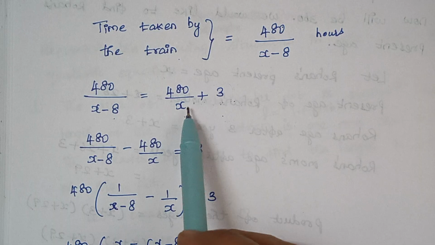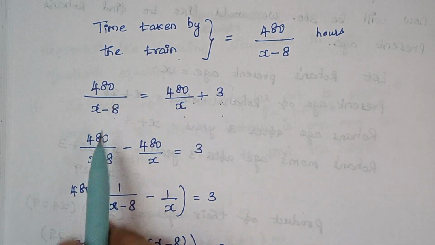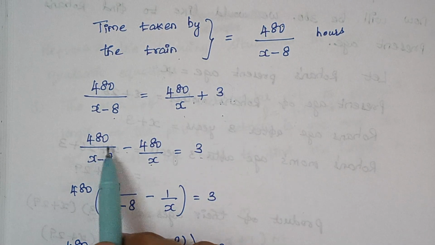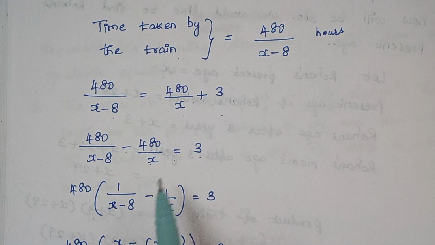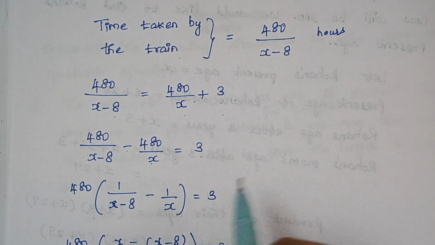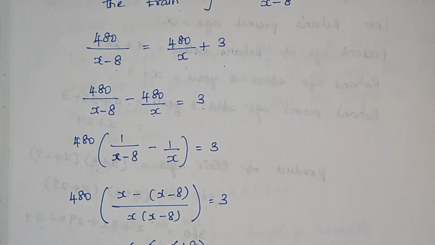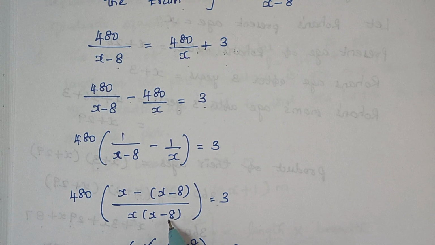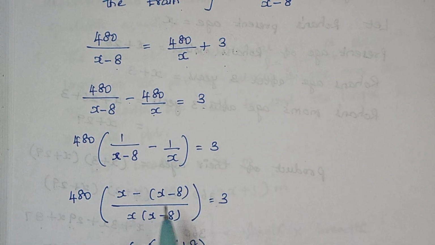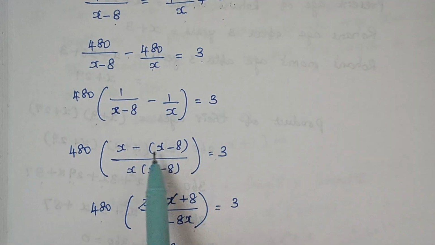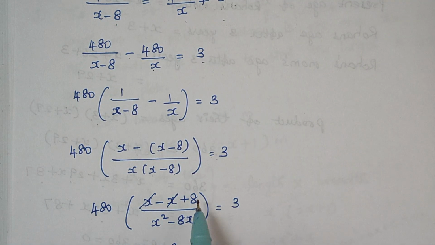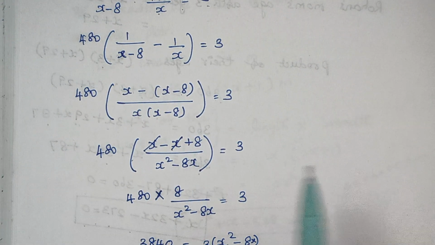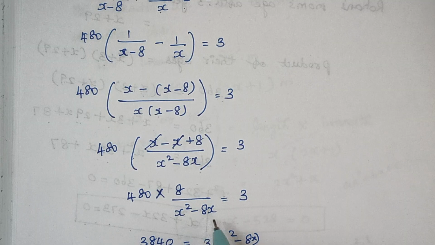Now I am grouping x terms together. So here you see 480 by x minus 8 minus 480 by x is equal to 3. Now when you take 480 outside, the remaining terms are 1 by x minus 8 minus 1 by x. So here when you cross multiply, here we will be having x minus x minus 8 by x into x minus 8 equal to 3. So again here I am moving this minus term inside. So this becomes minus x and plus 8. And this plus x and minus x, they get cancelled. And the remaining parameters are 480 into 8 by x square minus 8x.